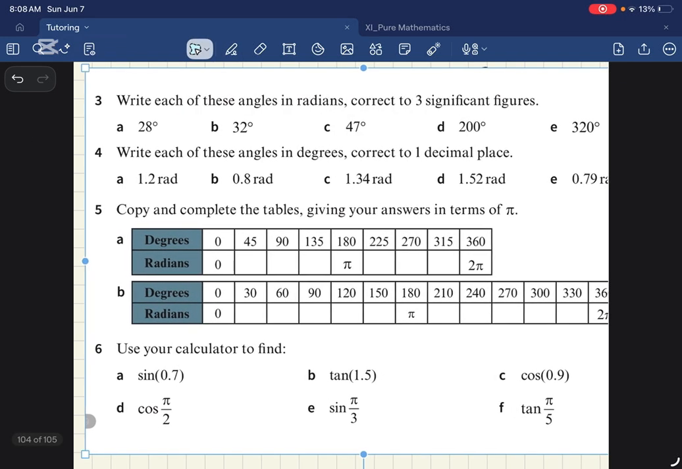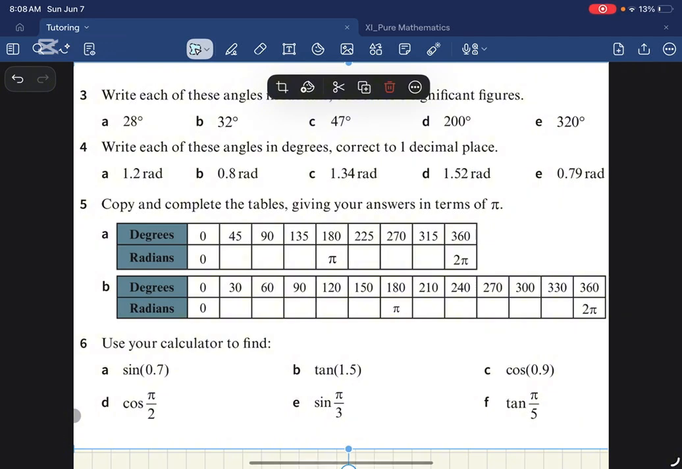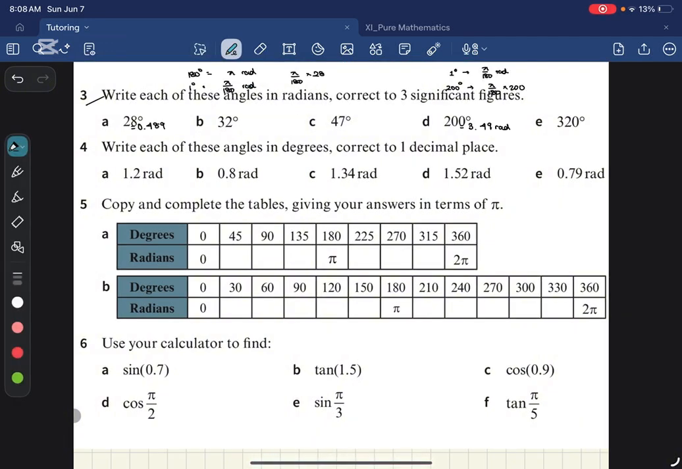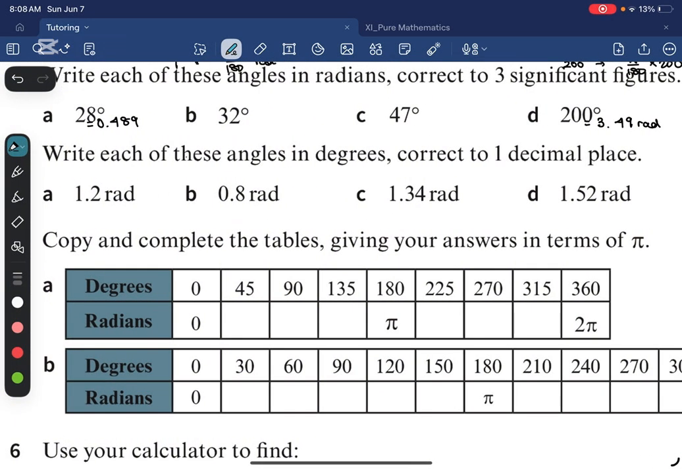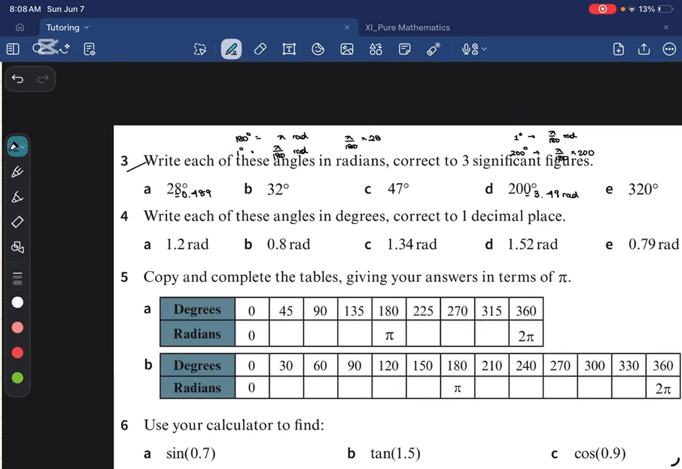So that is how you're going to do question 3. And question 4 is the same. Write each of these angles in degrees correct to 1 decimal place.